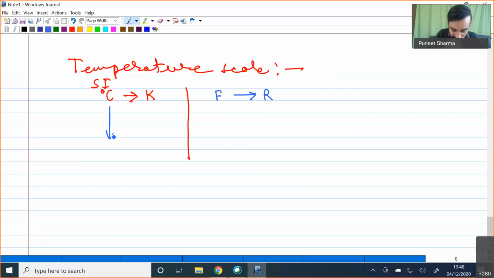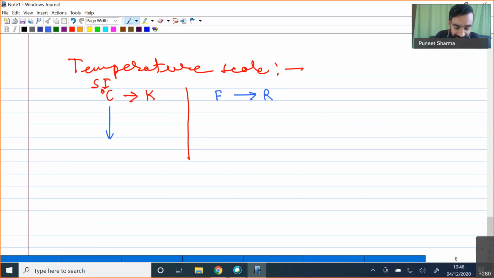So first, one point I would like to make clear: why we use degree with C, because capital C is nothing but Coulomb, which is the unit of the charge. So that's why, once the temperature scale was evolved, the symbol degree was put in association with C. Okay, so that's why we call temperature nothing but degree Celsius.